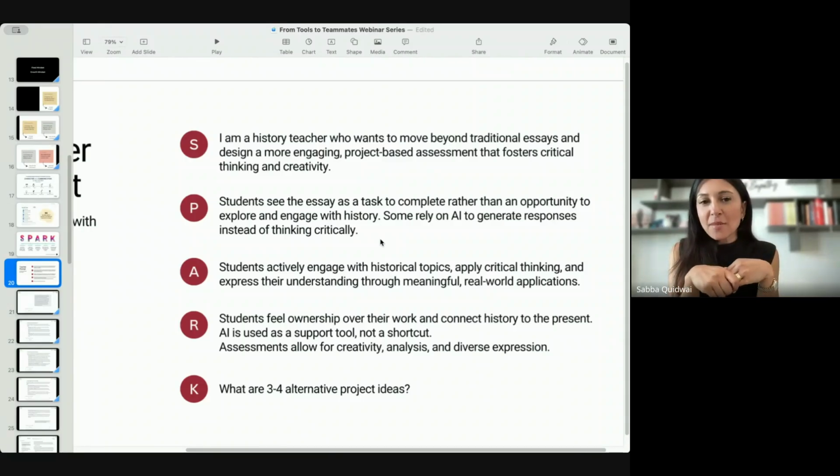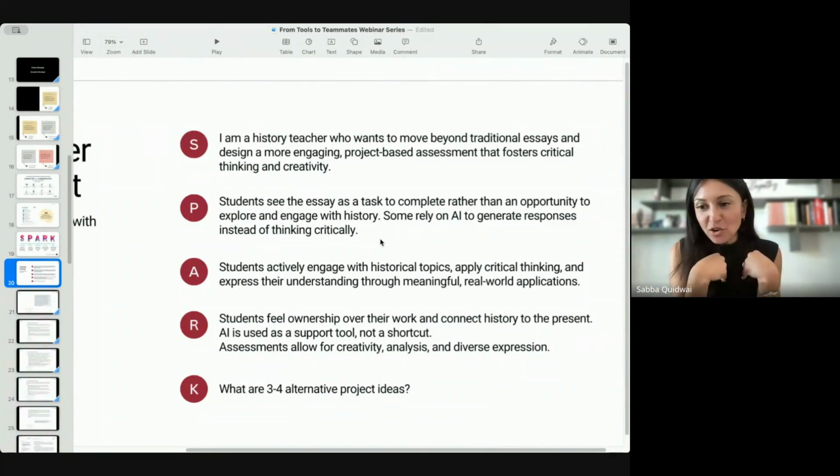But for example, in this one, I might say my situation is, I'm a history teacher and I don't just want to do essays all the time, right? Maybe I want to do more projects with my students so they have more critical thinking, more creativity. The problem, though, is that students don't want to do any essays. They just think, okay, I'm just going to complete this, and they keep using AI to write the essays, so they're not doing that critical thinking.